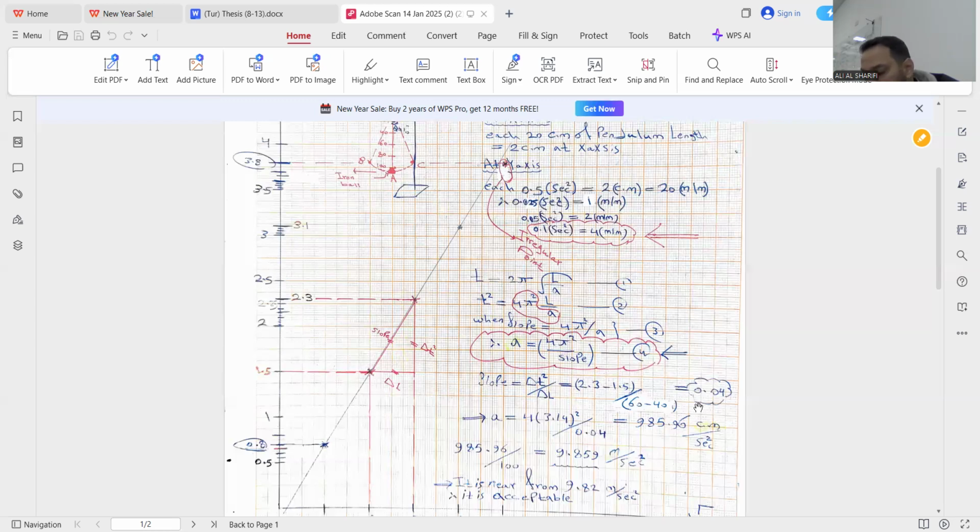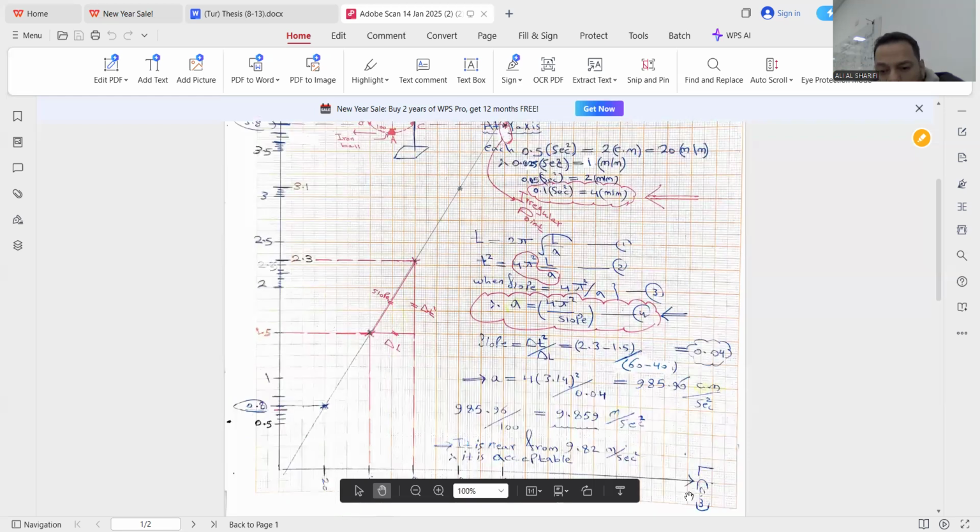It equals 0.04. By that, using equation number 4, I will have an acceleration equal to 985.96, but in centimeters instead of meters, divided by second squared. Why? Because here I was working in centimeters, not meters: 20, 40, 60, 80 to 100 centimeters. I didn't write 0.2, 0.4, 0.8. So I have centimeters divided by second squared.